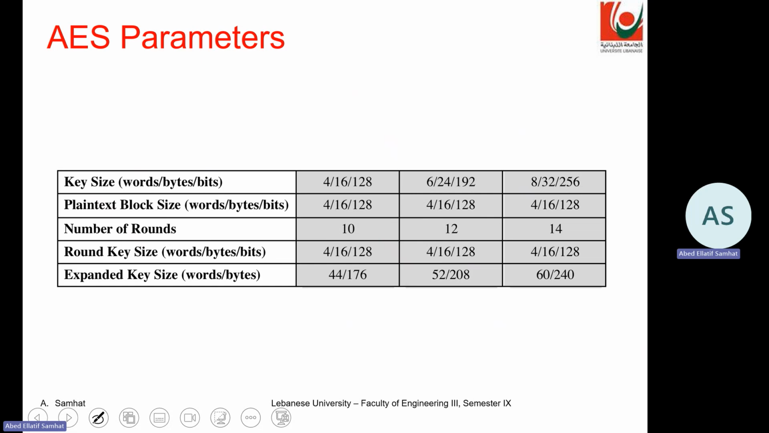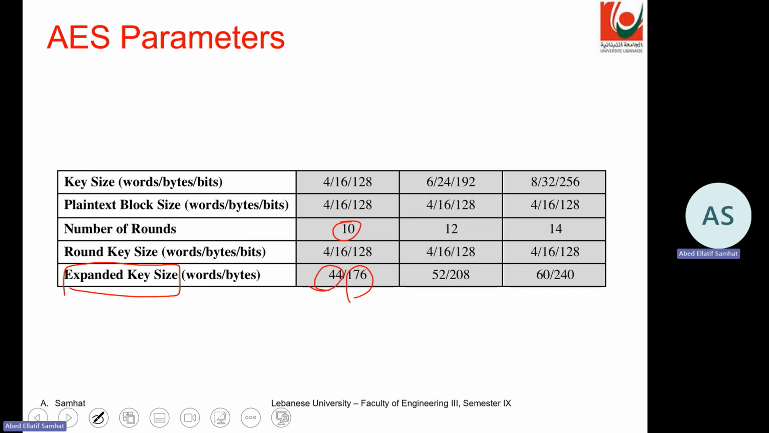I will not repeat them. I will just let you see the expansion key size. This shows the different key sizes that we are using in different rounds. Okay, because if we have more rounds, this means that we want to generate more keys for the rounds. Here we have 10 rounds, so we have around 176 bytes, which is around 44 words.